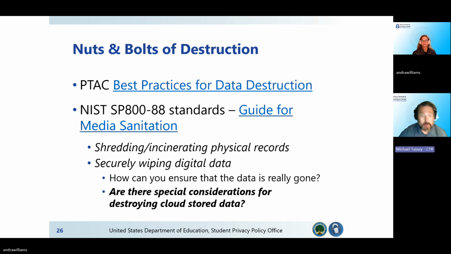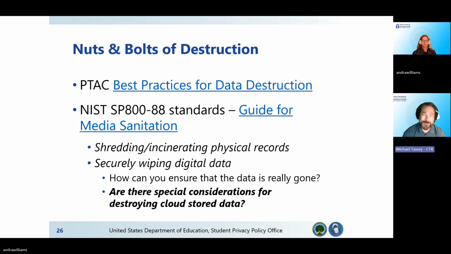So let's talk a little bit about the technical aspects of data destruction. There are a couple of resources I want to touch on first, and these are great resources that I would encourage you to check out and reference as you're thinking about, hey, what do we do with our data at the end of its life cycle? PTAC has written a resource called Best Practices for Data Destruction that puts it in an educational light and talks about the educational considerations around data destruction, and it draws heavily from NIST, the National Institute of Standards and Technology, special publication 800-88.